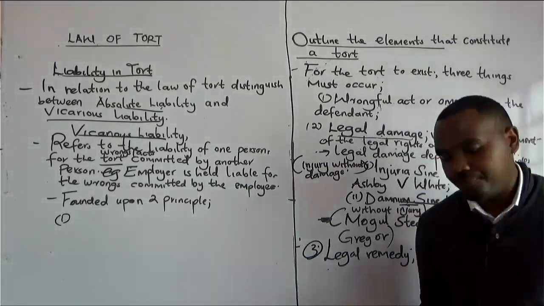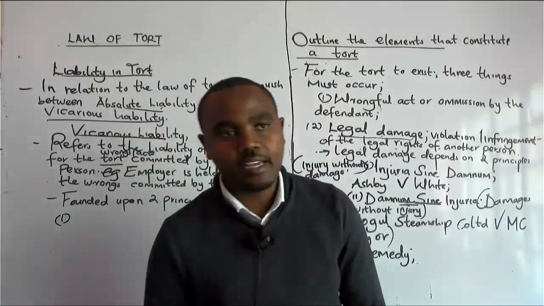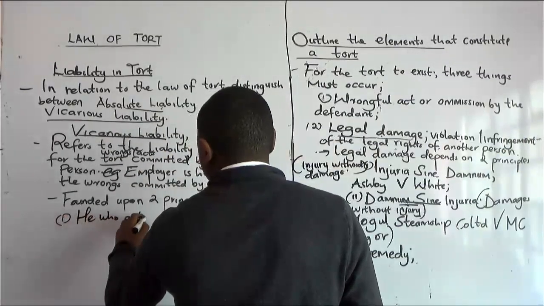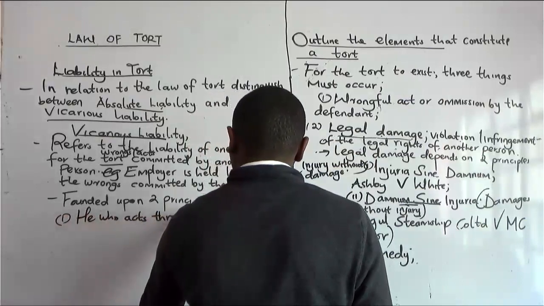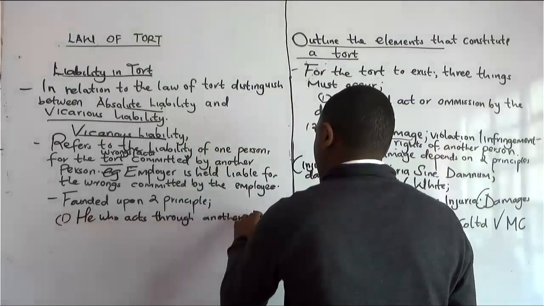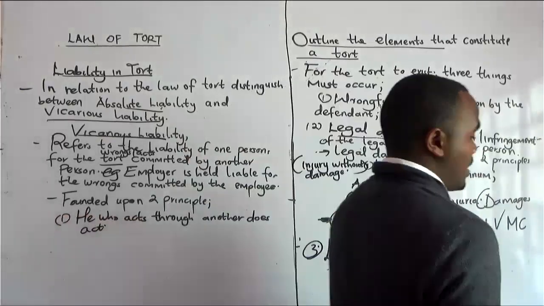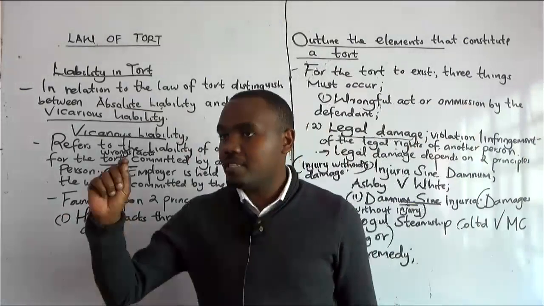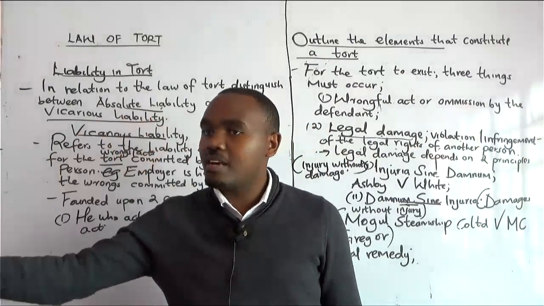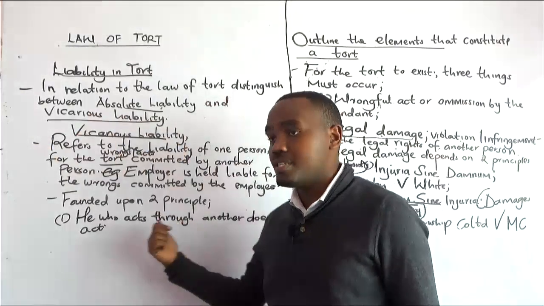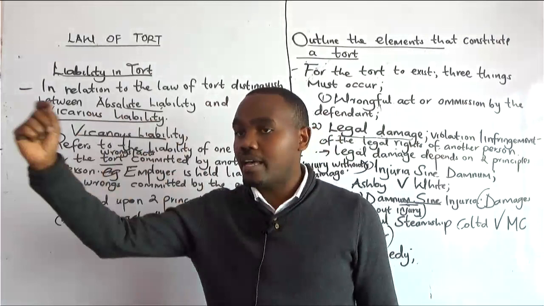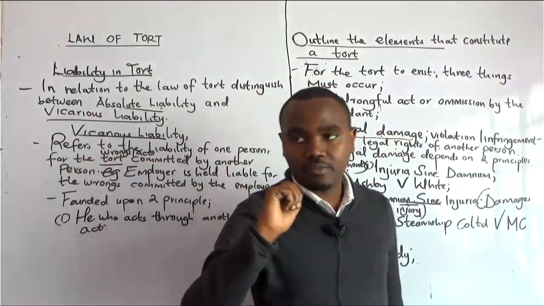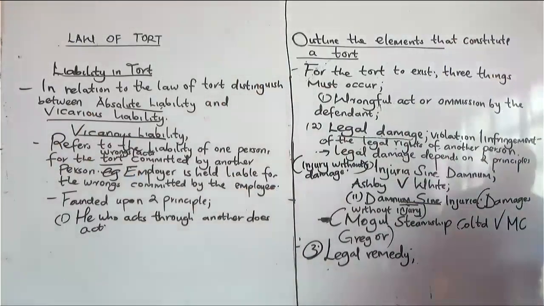He who acts through another does act. Meaning that if I am a master and I give some duties to the servant, I am also performing those acts. A master delegating his authority to the servant is also acting those activities. So that is what we mean by that. Common question.